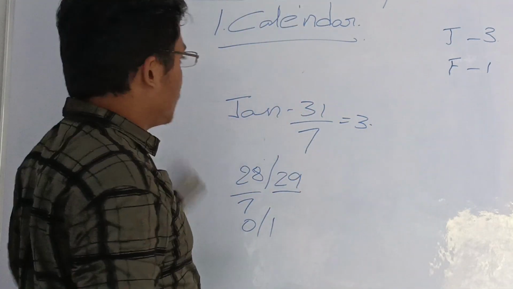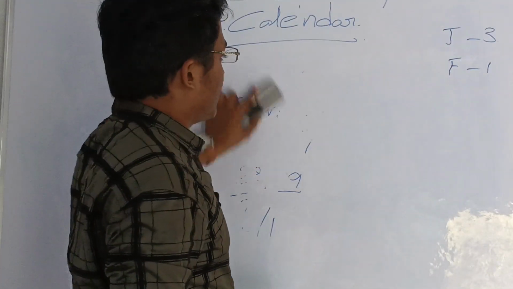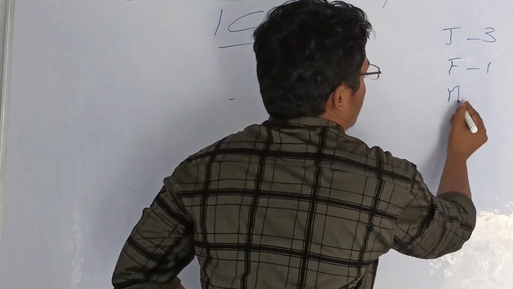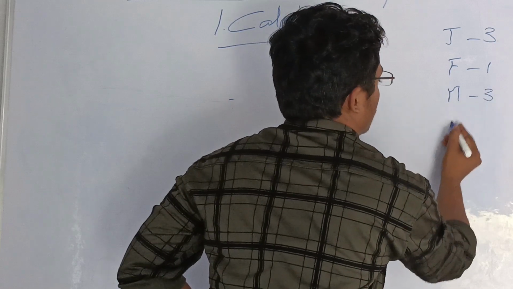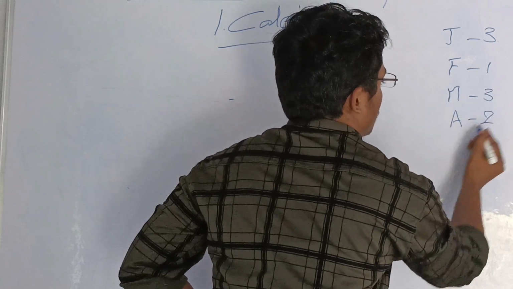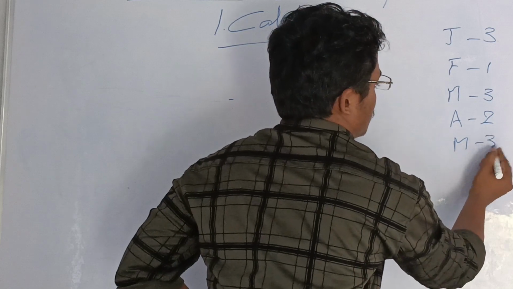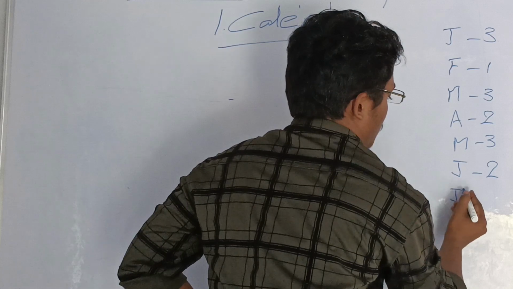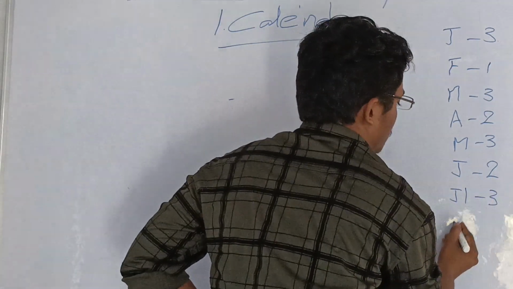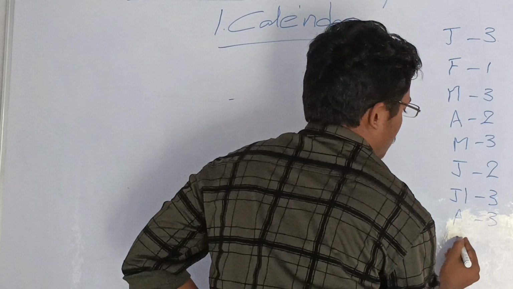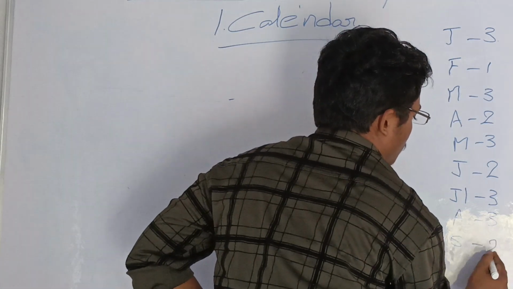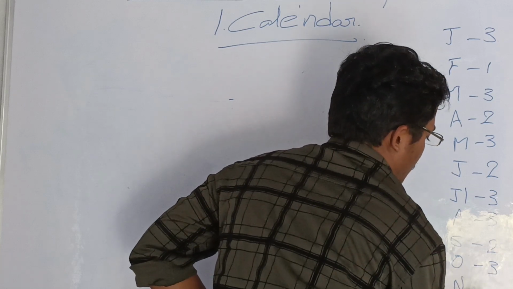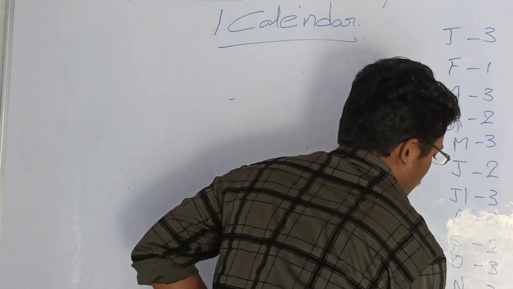Like this, if we calculate till December, we get March 3 odd days, April 2 odd days, May 3, June 2, July 3, August 3, September 2, October 3, November 2, December 3.